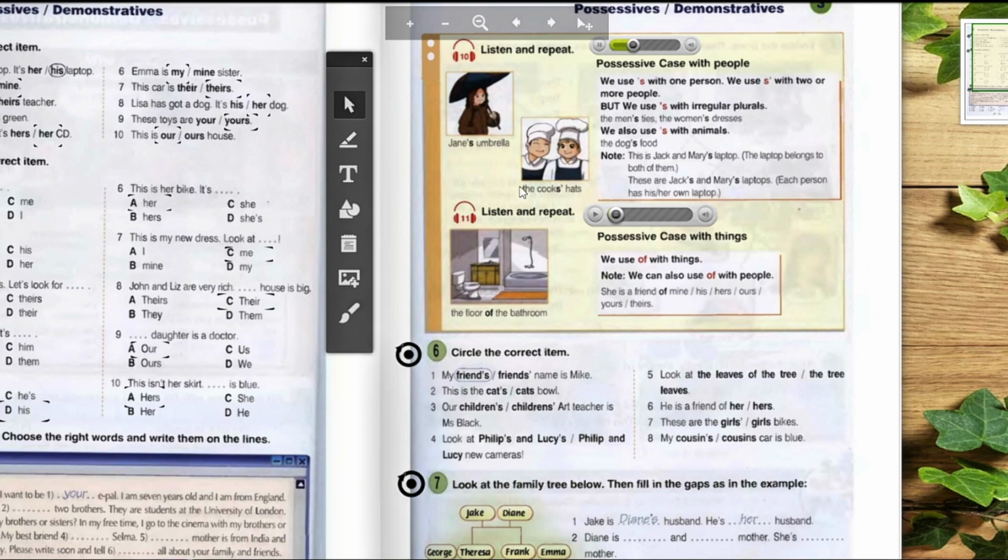Listen and repeat. Jane's umbrella. The cook's hats.